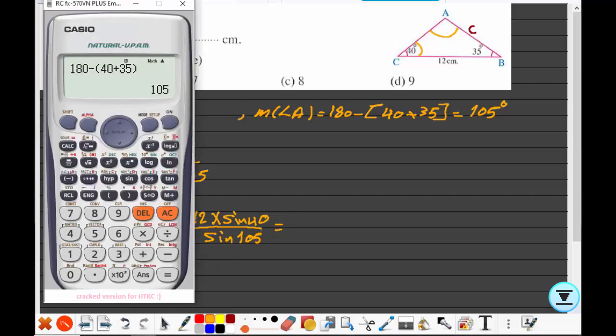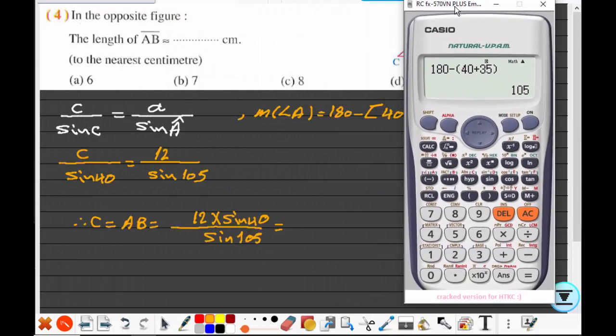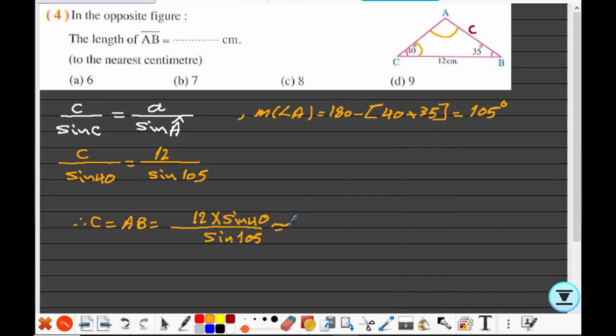Back to the calculator again. Here we have the fraction 12 multiplied by sine 40 over sine 105, so the result equals 7.89, so it is approximately equal to 8 centimeters, and the solution will be letter C.